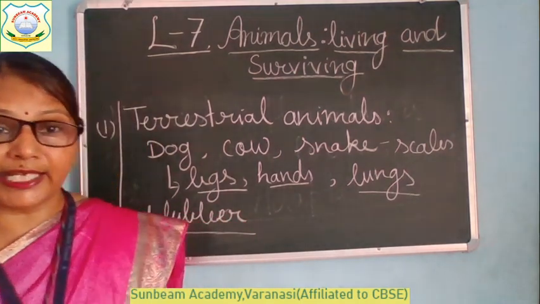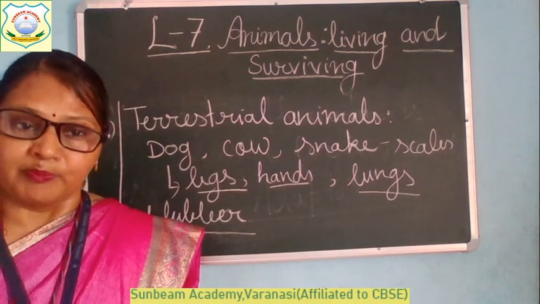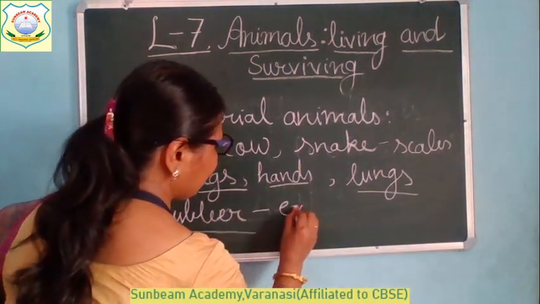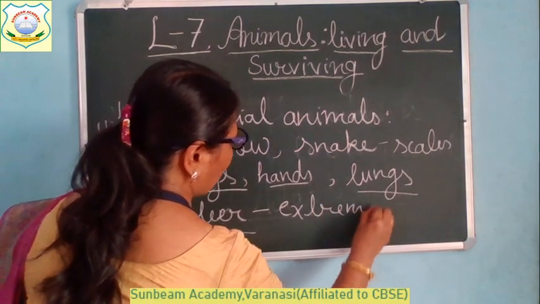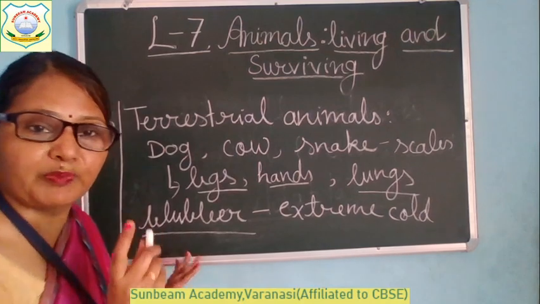वो उनको क्या रखता है? उनको गरम. It protects them from extreme cold. ये किससे बचाता है? एक्सट्रीम कोल्ड वेदर. और ये एक्सट्रीम कोल्ड वेदर कहाँ पे होता है? पोलर रीजन्स पे होता है.